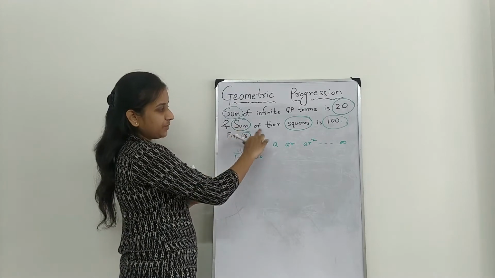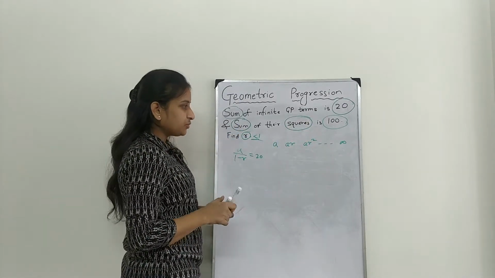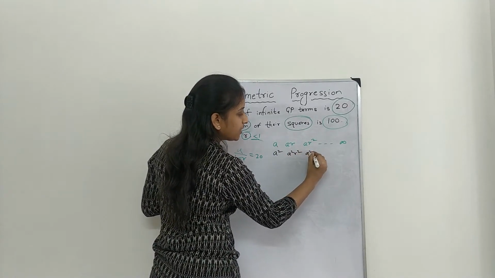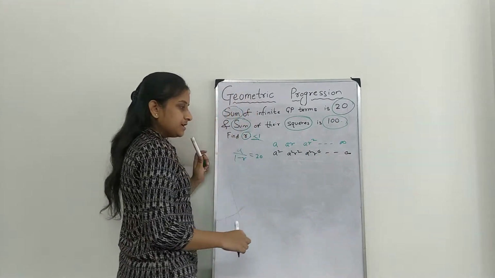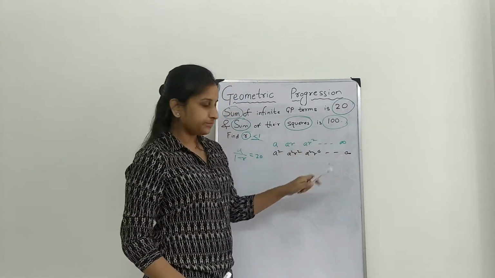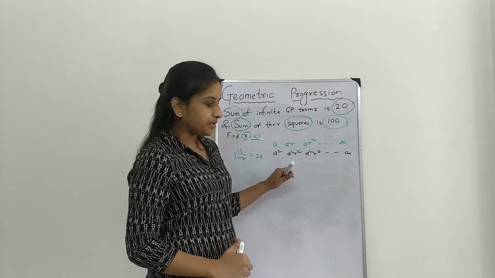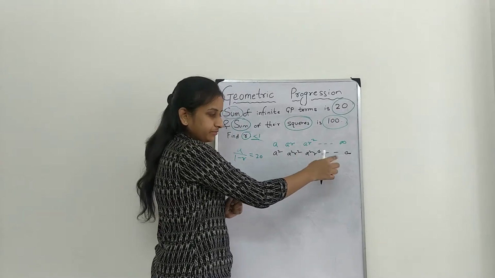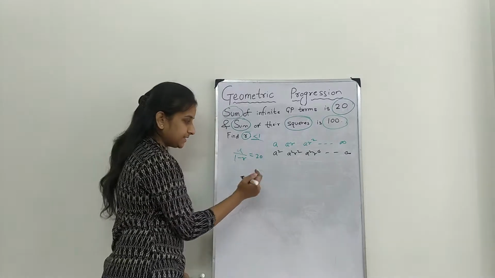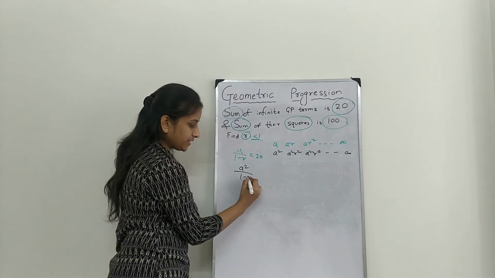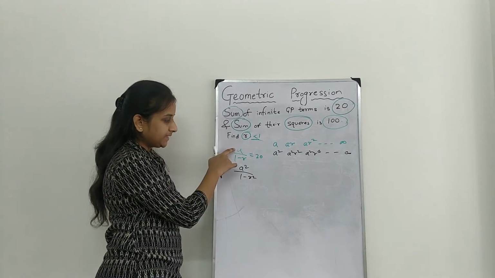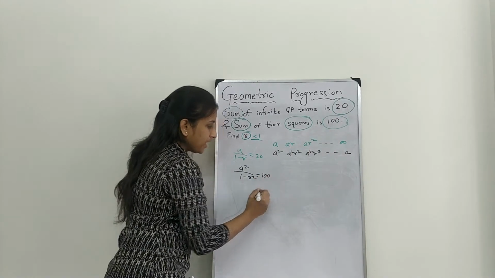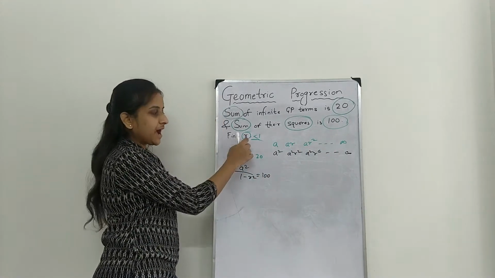Now the next line says the sum of their squares is 100. So I am squaring all these terms: A square, A square R square, A square R power 4, likewise infinite. Now the sum of these squares is 100. If you have noticed, this is another GP, where the first term is A square and the common ratio is R square. Now the sum of this series is A square upon 1 minus R square. Right? I am replacing A by A square, R by R square. Now this sum is 100. If we solve these two equations, we will get the R value.